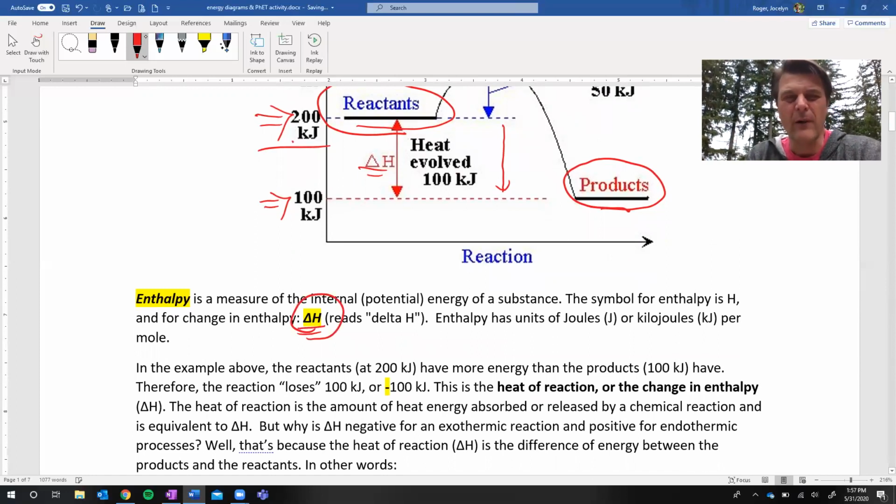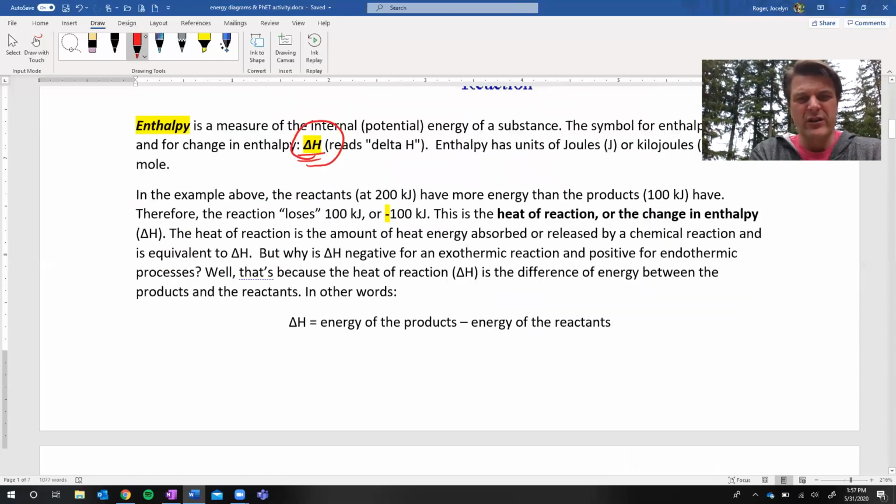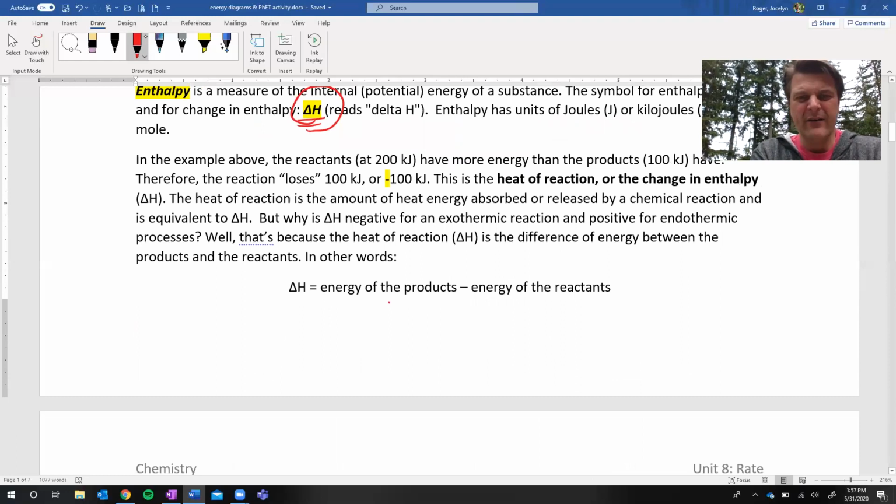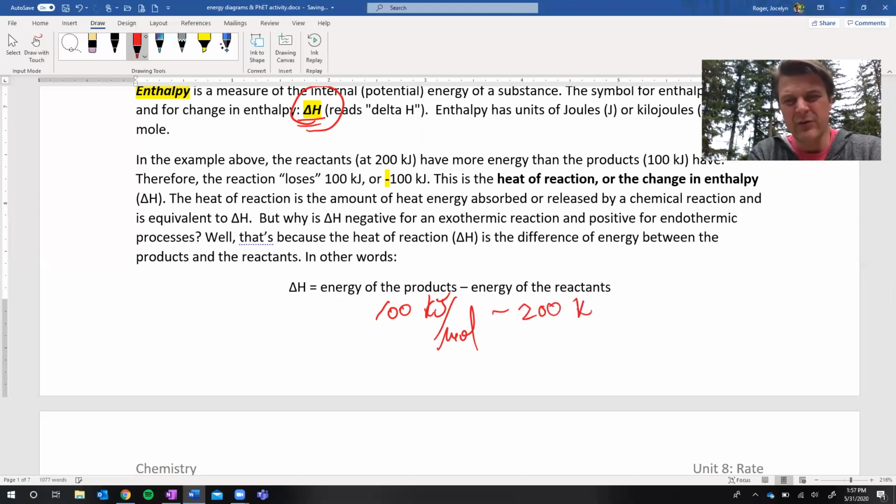Delta, that little triangle, means the difference. And so the energy of the products, according to the diagram here, is 100 kilojoules, right? Generally it's kilojoules per mole. And the energy of the reactants is 200 kilojoules per mole. This is going to give us a negative 100 kilojoules per mole, right? And this negative sign right there tells you that it's exothermic.